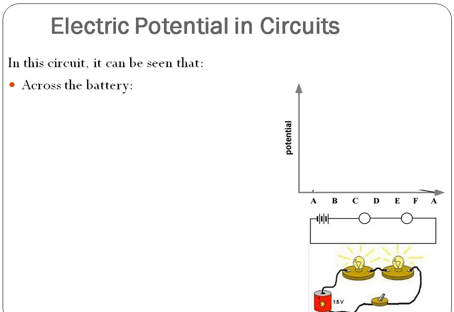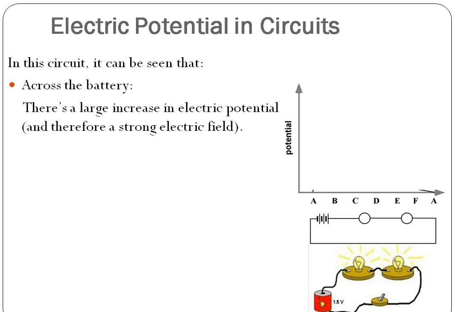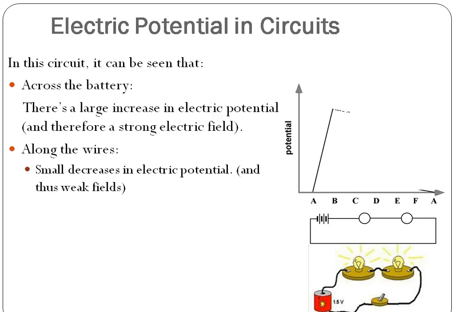So to begin with, when we go across the battery, the job of the battery is to take something at low potential and crank it up to high potential so it can go through the circuit. So you're going to see a strong electric field there, for one thing, and you're going to see a big increase in potential, which is voltage. When you go through the wires, you see a very small decrease.